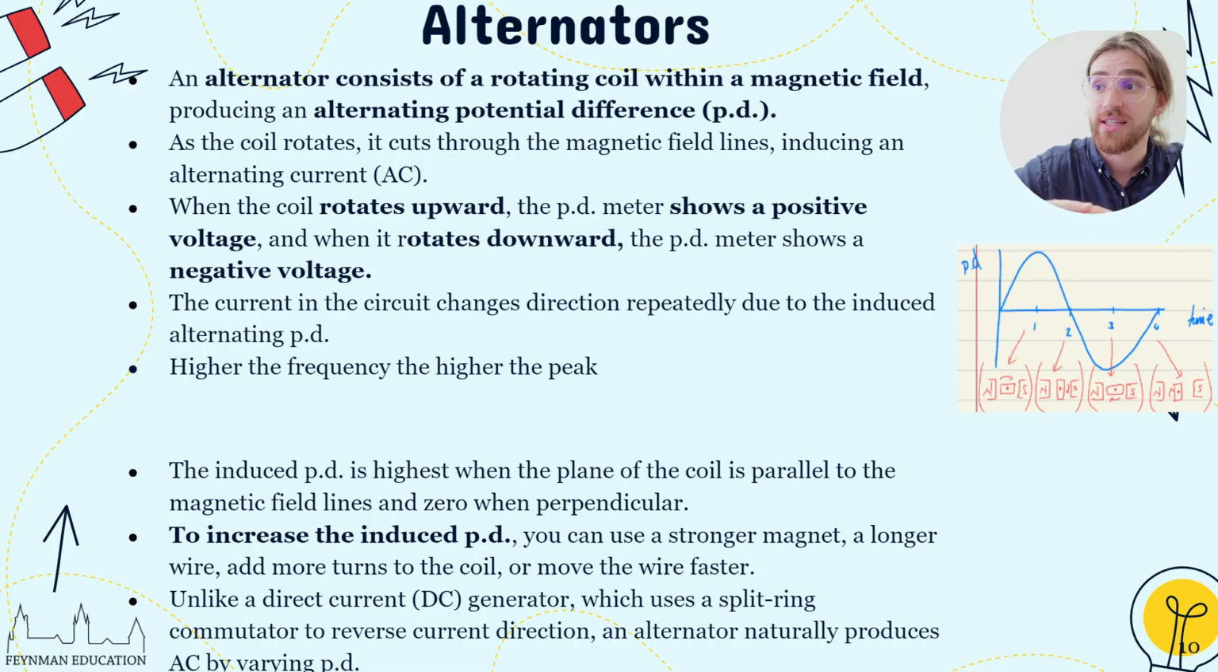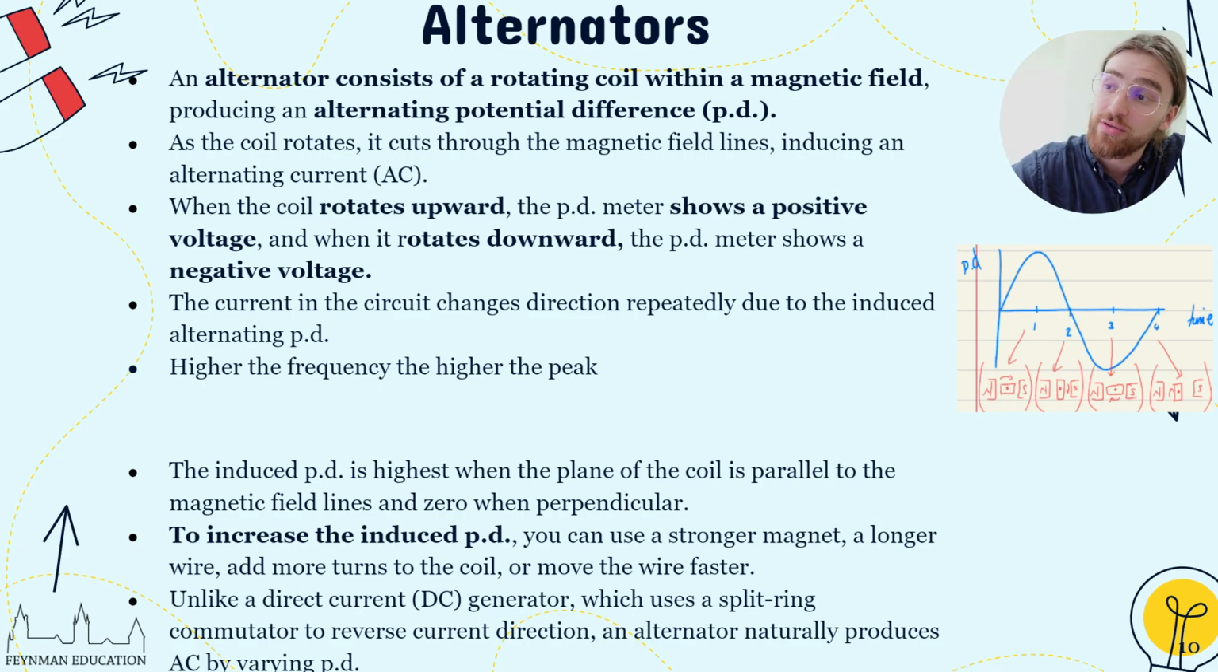And the higher the frequency, the higher the peak. So this can be changed by increasing the number of turns on our coil, as well as using a stronger magnet, and moving the wire faster. That would then increase the induced potential difference of this alternator.